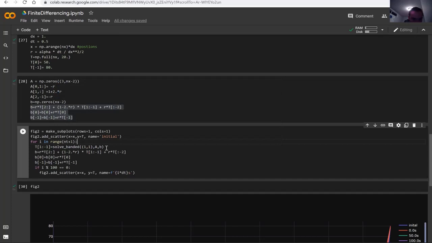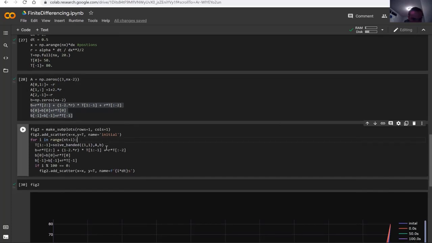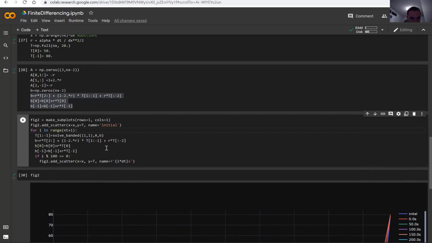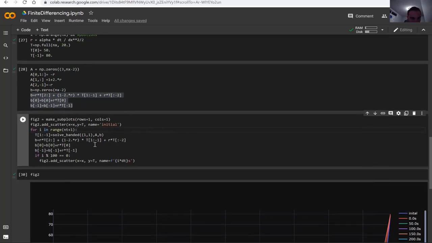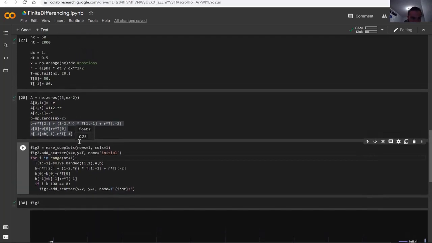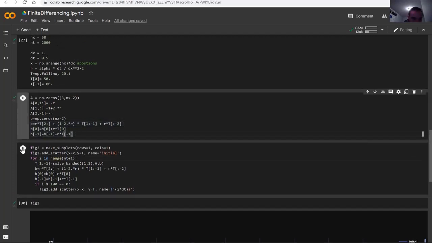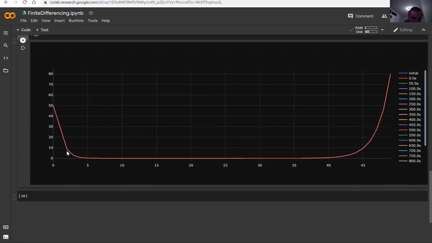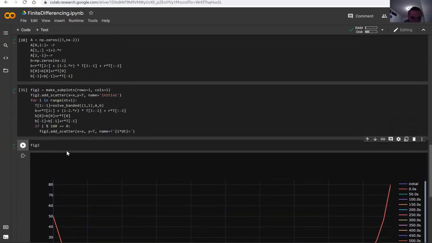Solve banded. Then we have our b equals rt. Then we have 1 plus 2. Make sure that we have all of our integers in here so they don't convert. Let's try again. Okay, it's still not working.